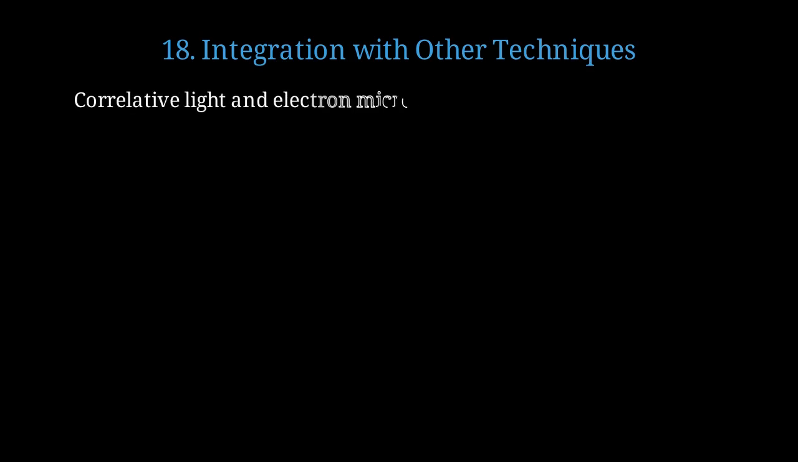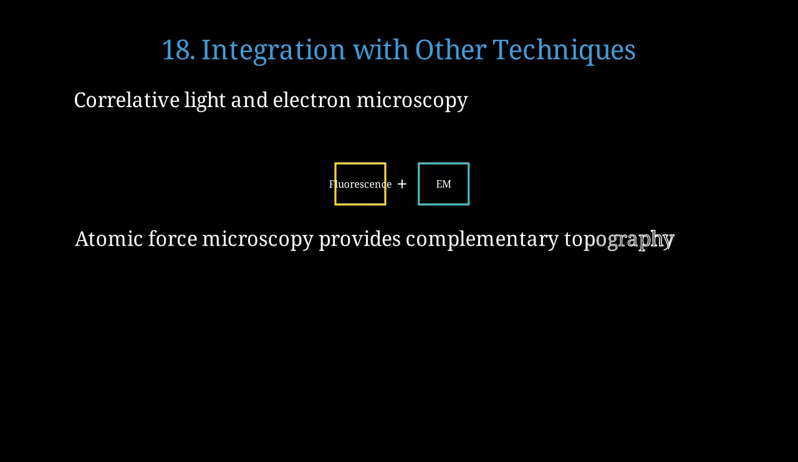The most powerful approaches combine superresolution with complementary techniques from multimodal imaging. CLEM combines fluorescent superresolution with electron microscopy's nanometer resolution and ultrastructural detail. By imaging the same structure with both fluorescent superresolution and electron microscopy, researchers get molecular specificity plus ultrastructural context. Combining super-resolution fluorescence with atomic force microscopy reveals both molecular identity and precise three-dimensional surface topography.